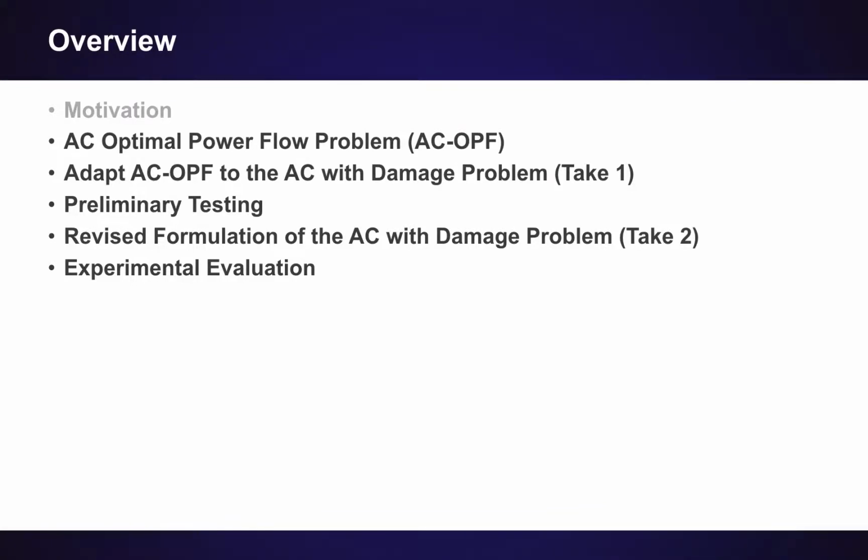So at this point, I've covered the motivation of what this work is about. Coming up, I'll begin by defining the AC optimal power flow problem. This is just review, but it'll give us a good foundation for where we're going to go with a minimal load shedding formulation. Then I'll show you how you could think about adapting the AC optimal power flow problem to an AC problem with damage integrated into it. I'll do some preliminary testing of that kind of intuitive model and show you some of its drawbacks. And then I'll take that preliminary model and we'll do some revised formulation based on the testing, and we'll make a new proposal. And finally, we'll do a very detailed experimental validation of that new proposal.